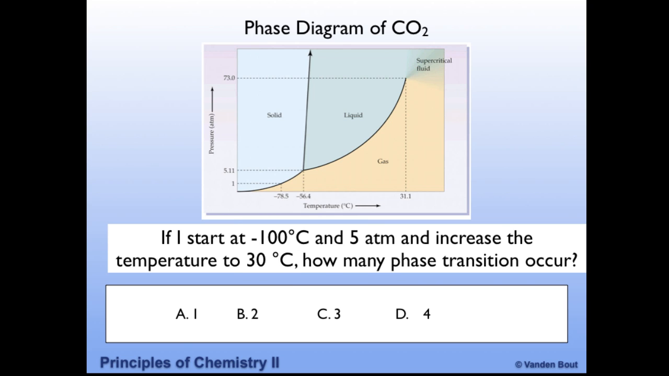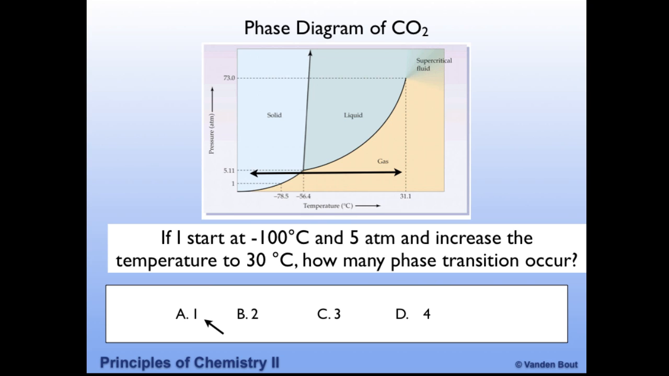What about if I start at minus 105 atmospheres and I increase the temperature to 30 degrees C? How many phase transitions will occur? 1, 2, 3, or 4? Again, pause things so you can stop. And now, what's the answer?